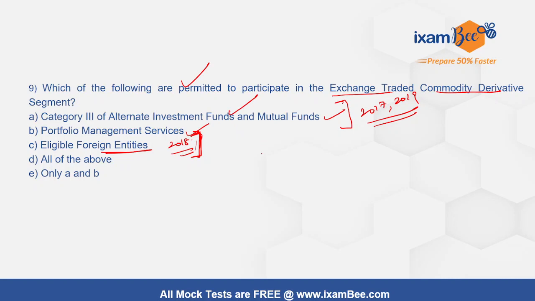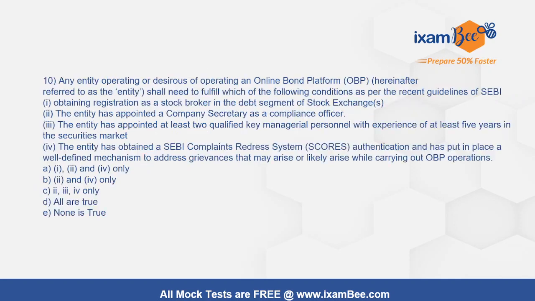And also this particular circular that has come up on September 29th regarding this. So whatever participants or foreign investors will be given access to this exchange traded commodity derivative segment, that will be through FPIs, right. So the answer is E. Okay, only A and B.